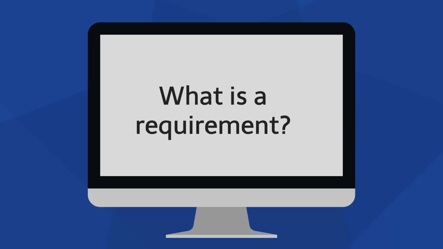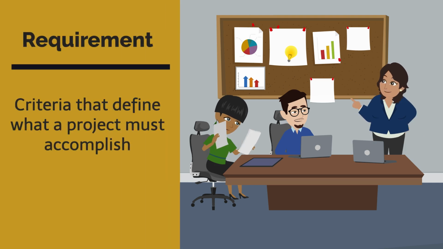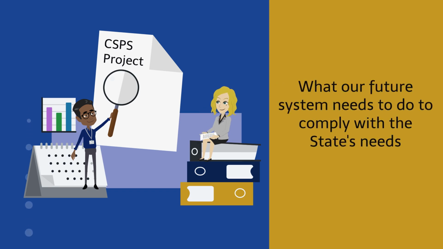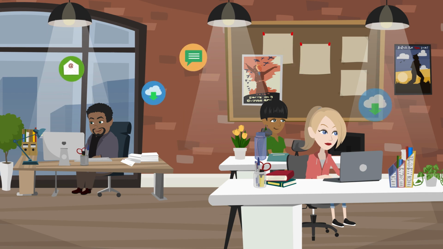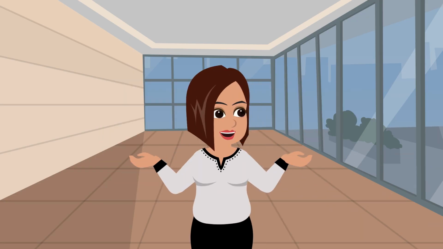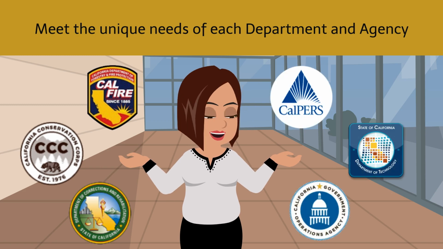What is a requirement? A requirement refers to the criteria that define what a project must accomplish. In relation to the CSPS project, you can think of requirements as what our future system needs to do to comply with the state's needs. A significant amount of diverse payroll and HR processes are used by the state's workforce. Our future HR and payroll system will need to meet the unique needs of each department and agency.